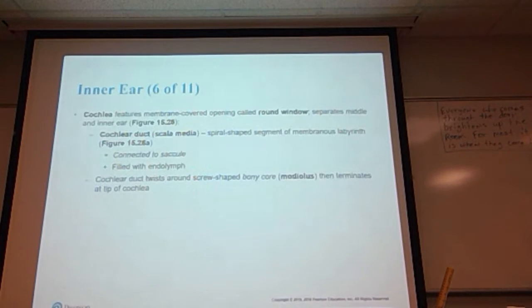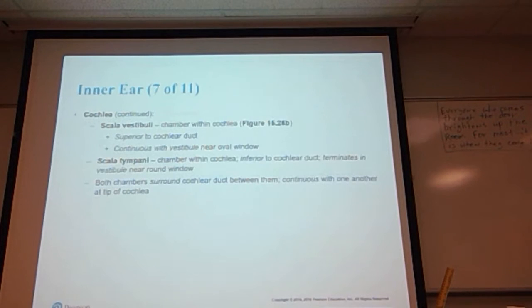The cochlea features a membrane-covered opening called the round window, which separates the middle ear and the inner ear. The cochlear duct is a spiral-shaped segment of membranous labyrinth, which is connected to the saccule, and it is filled with endolymph. The cochlear duct twists around a screw-shaped bony core called the modiolus, and then terminates at the tip of the cochlea.